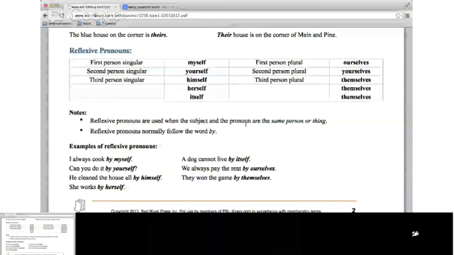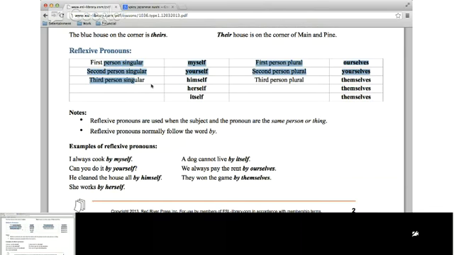The key to reflexive pronouns is that they normally follow the word by. You can see here, by myself, by himself, by themselves. Now check out the spelling as well. When you're talking about the singular, it ends with an F. You see that? Myself, yourself, himself, herself, itself.